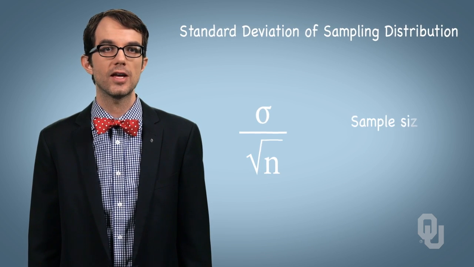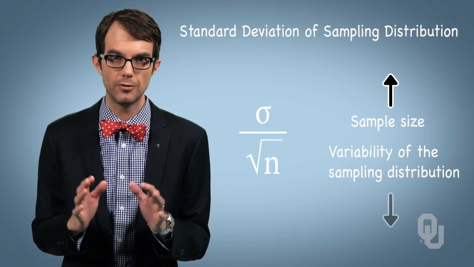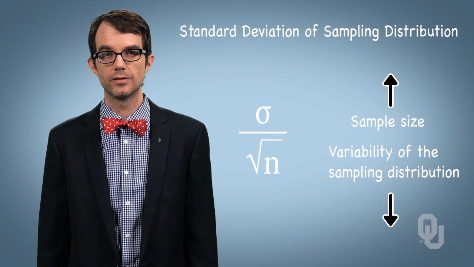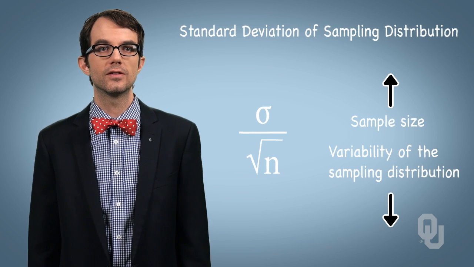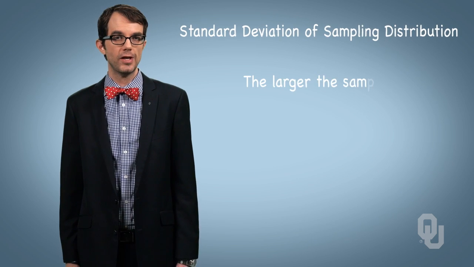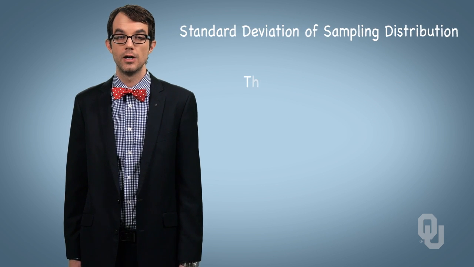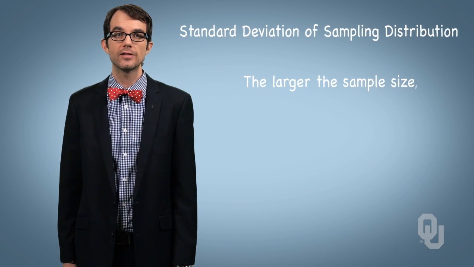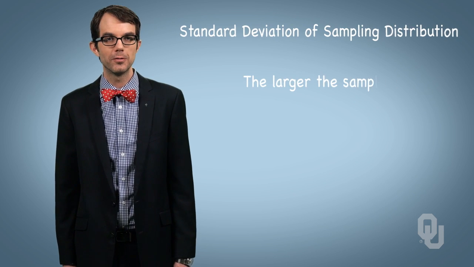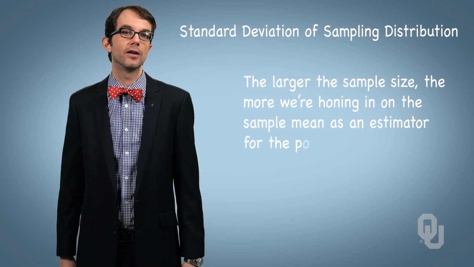That is, as the sample size increases, the variability of the sampling distribution decreases. When the denominator goes up, naturally the ratio decreases. Remember that this is the standard deviation of the distribution of sample averages. The larger the sample size, the sample mean probably won't vary much from sample to sample. The larger the sample size, the less the sample mean would be influenced by outliers. The larger the sample size, the more we're honing in on the sample mean as an estimator for the population mean.